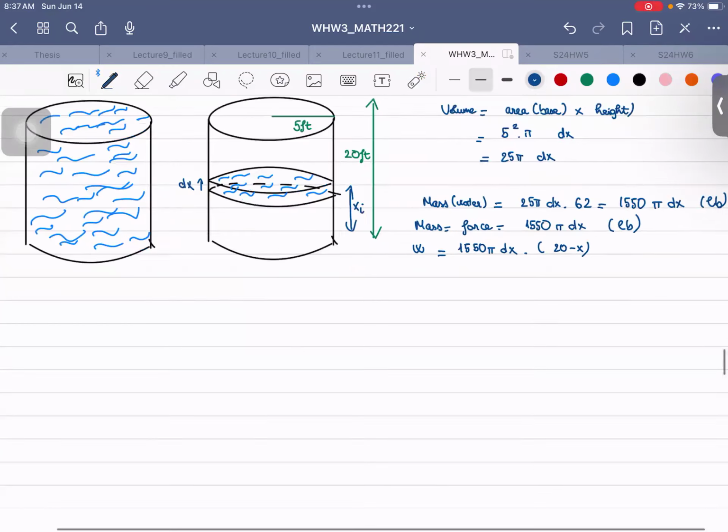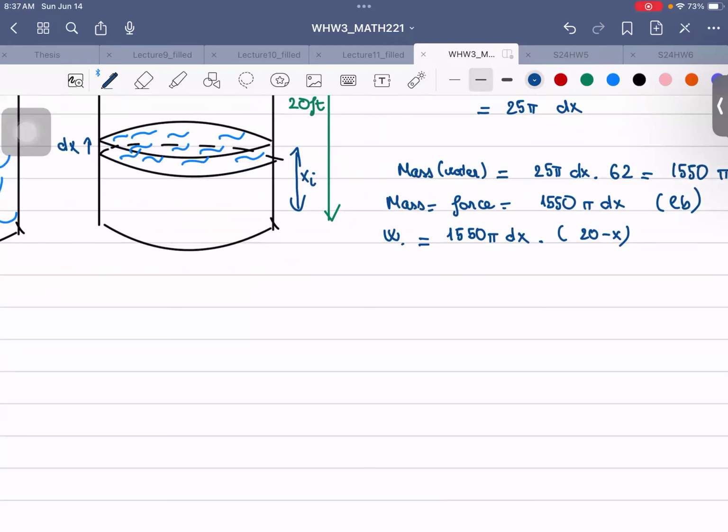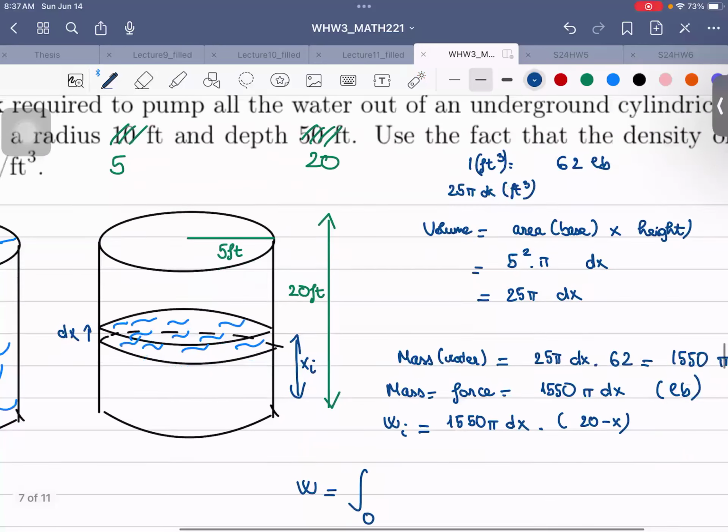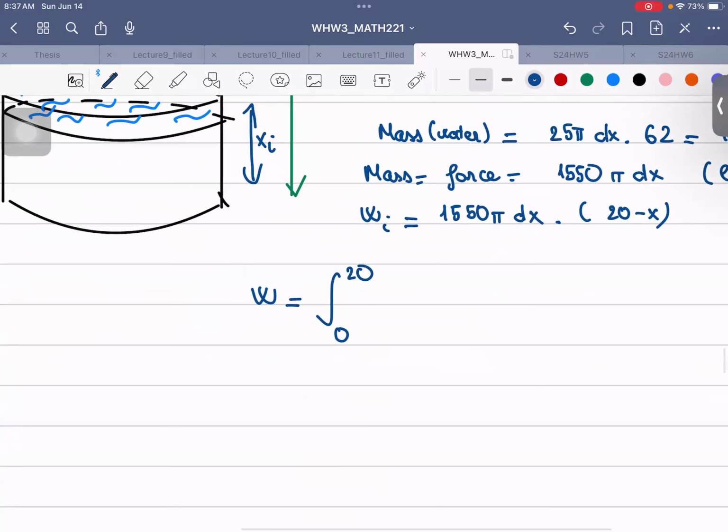So you're gonna take the work from all of the layers. That means you have to start from 0 to 20. Okay, so I will take the integral from 0 to 20 of 1550 pi times 20 minus x dx.